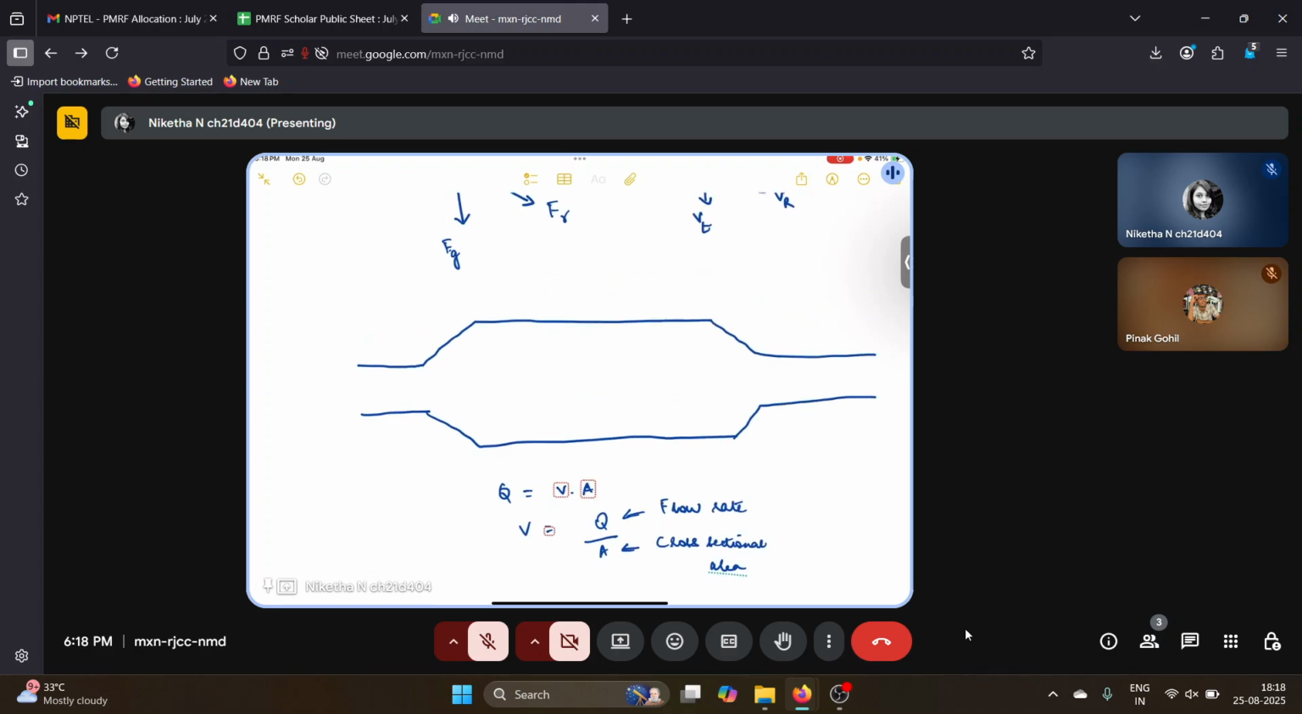So what we are trying to do is reduce the velocity of the wind that is entering this. When it enters, it has a higher velocity, and then as it moves, its velocity becomes less. And what happens when the velocity is less? The force of gravity starts acting on the particle, and the particle starts moving downwards.